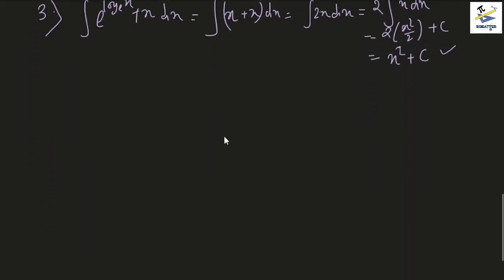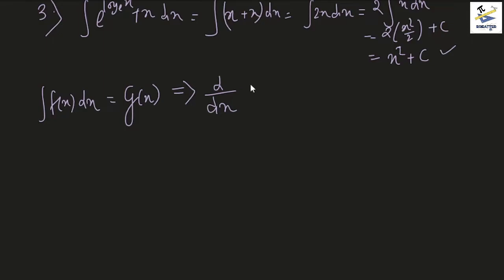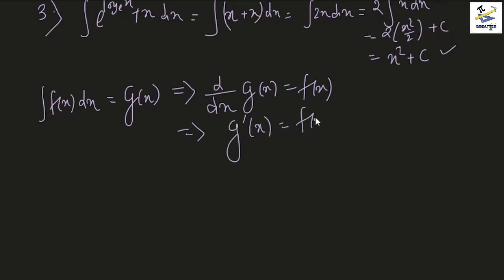So when integrating, obviously you are trying to find a function which when differentiated will give you back the integrand, right? So if you're trying to integrate some f(x) dx and what you get in answer is a function g(x), what you actually mean is when you differentiate g(x), you should get back the function f(x). Or in other words, there exists a function g(x) such that g'(x) equals f(x).